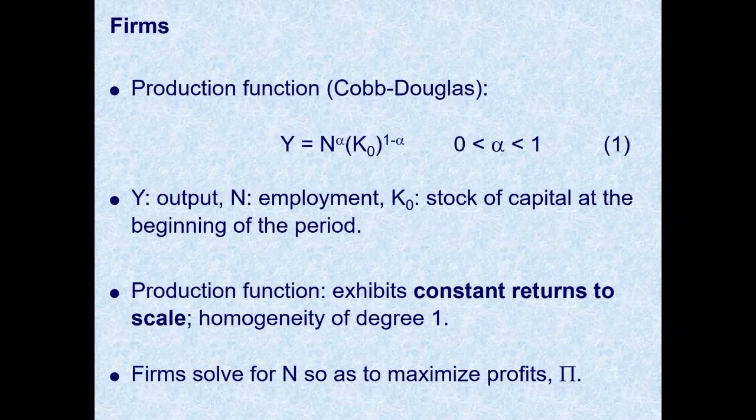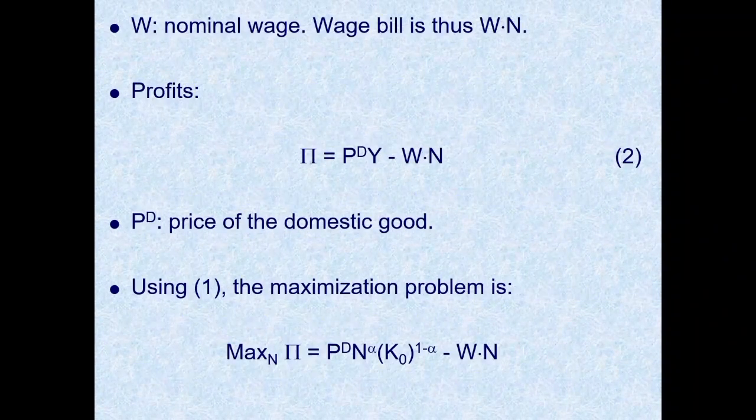So for the firms, what is novel here compared to an ISLM model is the fact that we introduce a supply equation, a production function, which is a Cobb-Douglas function. The stock of capital is assumed fixed, given the static nature of the model. It's fixed at K0. So the only variable input here is N, employment. So what firms are going to do, they are going to maximize profits, which is defined by the difference between the value of output, the price of domestic good PD times output, minus labor costs, which is the nominal wage, W, times employment. Okay? We also assume that W, the nominal wage, is fixed.